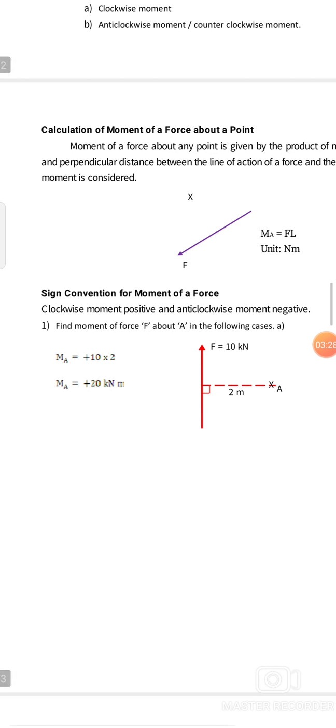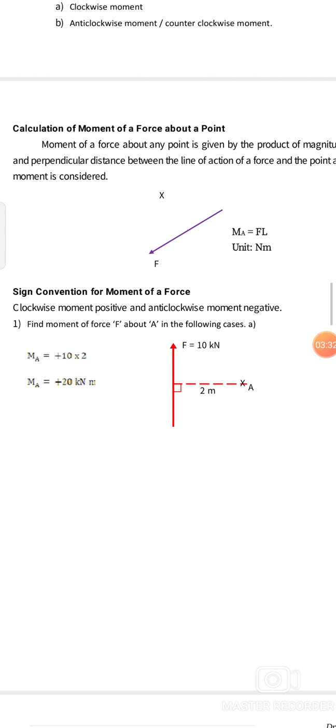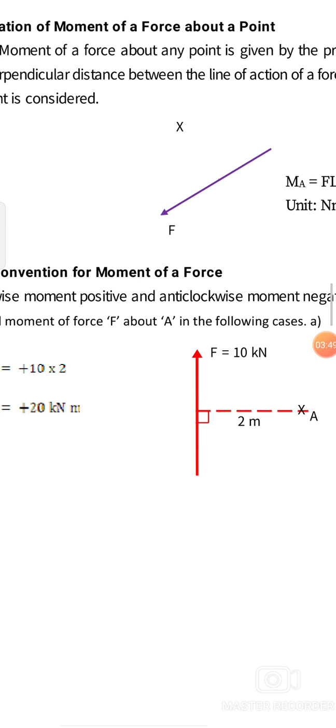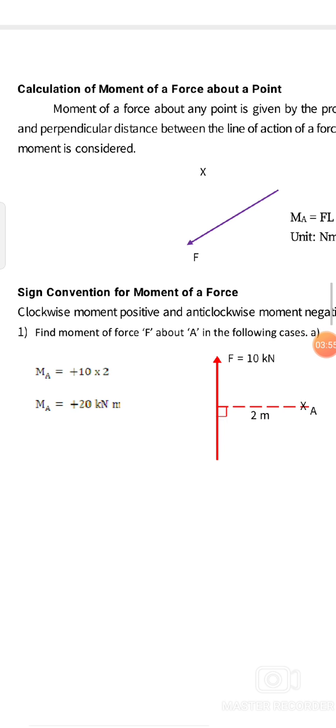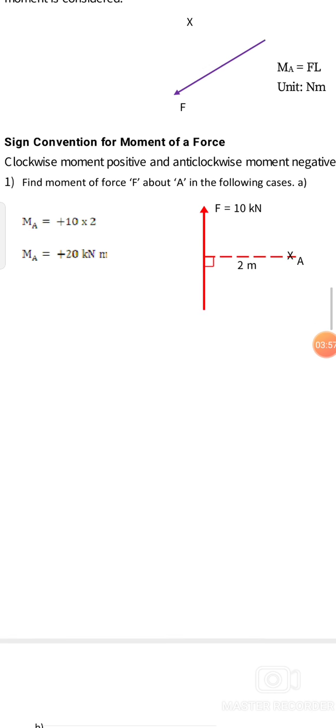So now the question is, find the moment of force about point A. There is a force acting vertically upward as 10 kilonewton, acting towards point A, so it is force into distance. The force acts vertically downward, and when it comes towards point A, it becomes clockwise direction. So the sign is positive, plus 10 into 2, that is 20 kilonewton meter. So the moment at point A is 20 kilonewton meter.